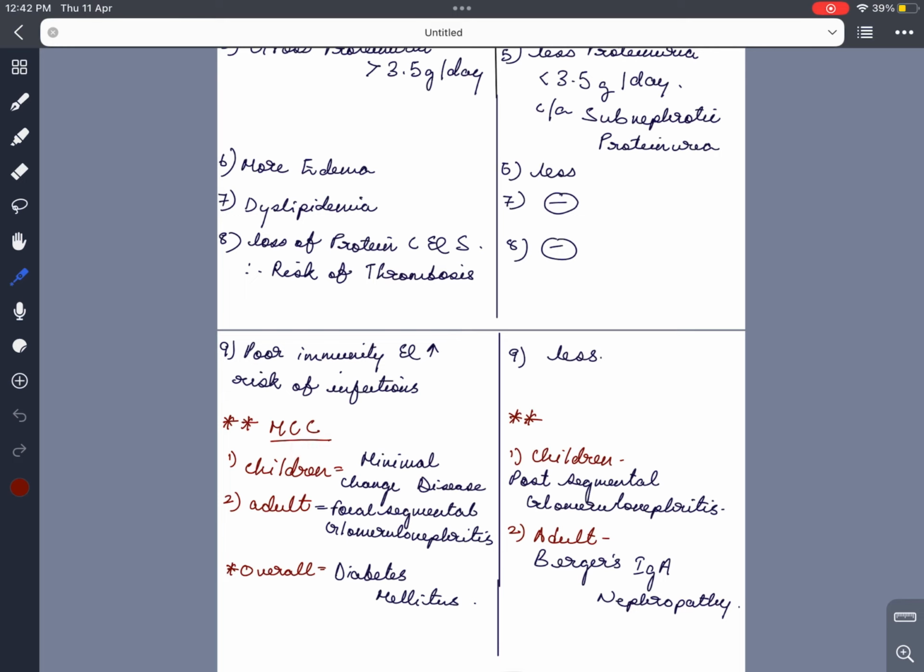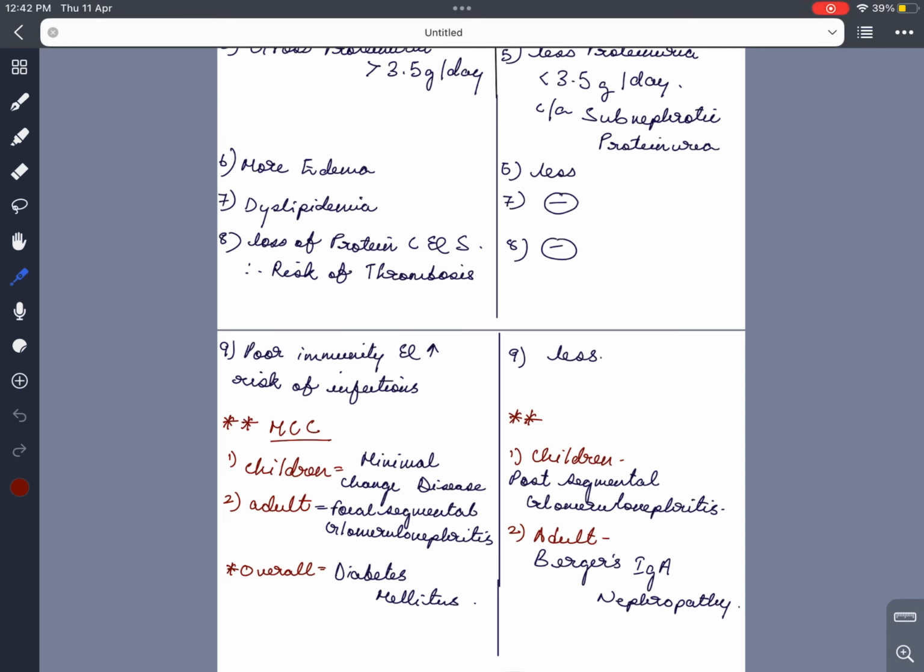In children, the most common cause of nephrotic syndrome is minimal change disease. In adults, it is focal segmental glomerulosclerosis. Now, the thing to be considered over here is that the overall most common cause of nephrotic syndrome is diabetes mellitus. And focal segmental glomerulosclerosis can only be considered if diabetes mellitus is ruled out.